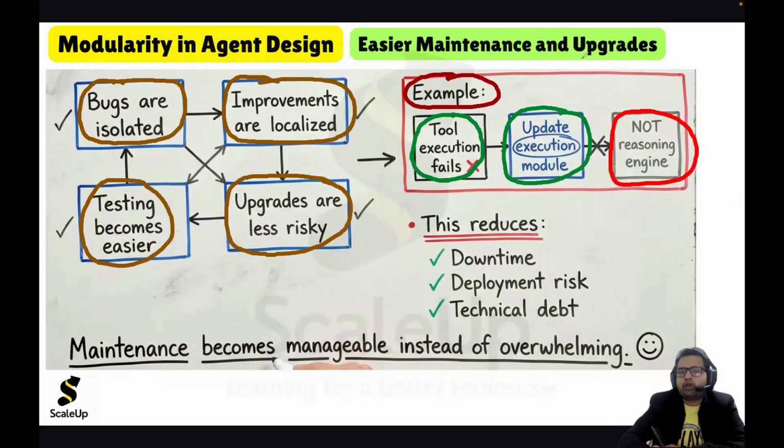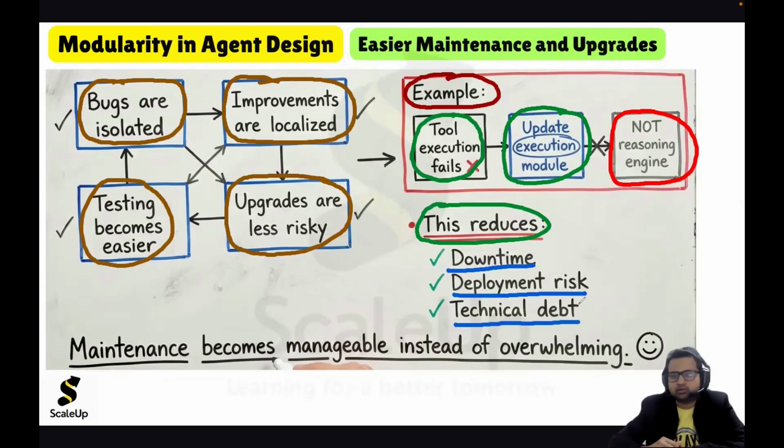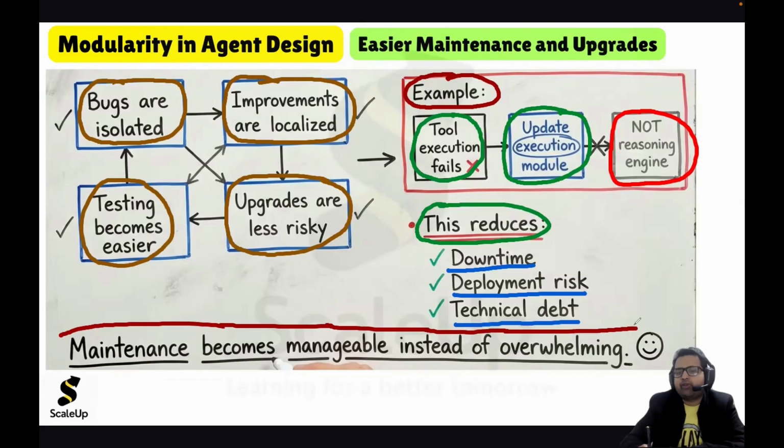And the benefit we get is that this reduces the downtime, the deployment risk, and the technical debt. Why does it reduce the downtime? Because once we are able to identify the source of the bug, very easily we can debug. So the debugging will be very fast. So we will be able to reduce the downtime, and hence the deployment risk and also the technical debt. So ultimately, maintenance becomes manageable instead of overwhelming.